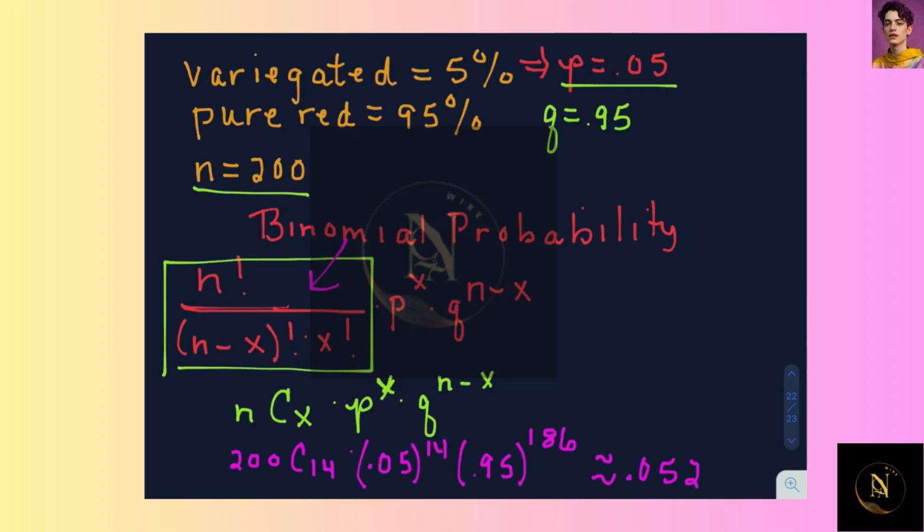0.052. Now the other way you could have handled this was using the multinomial, but since there's only two categories, the multinomial formula that was discussed in this section is going to end up being identical to the binomial formula. So the likelihood or the probability that an order of 200 plants has exactly 14 that are variegated is going to be 0.05.